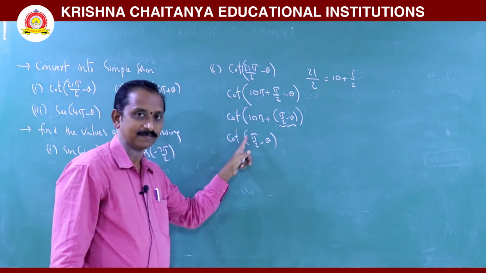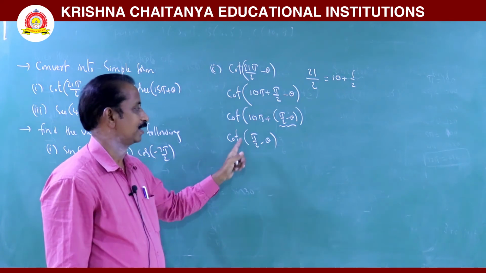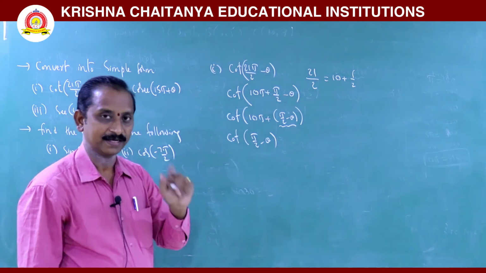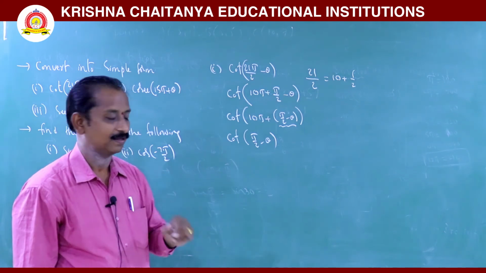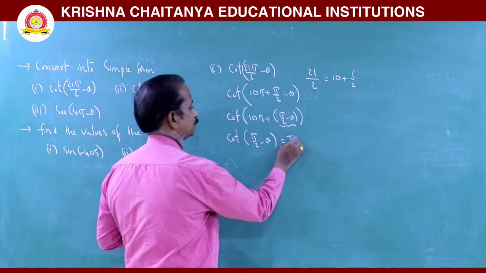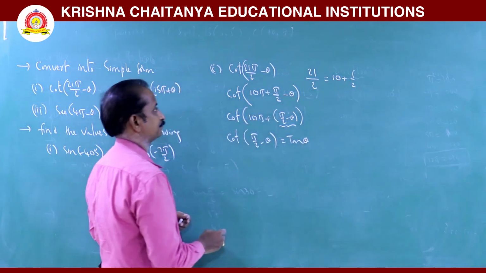Again it is in the form 90 minus theta. Cot of 90 minus theta, quadrant 1, at this allied angle the ratio changes to tan. All ratios are positive in the first quadrant. So the answer should be tan theta.